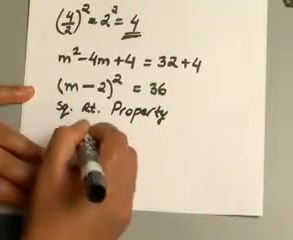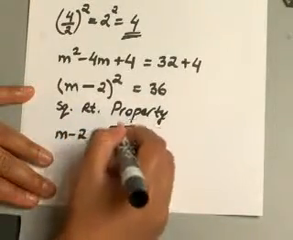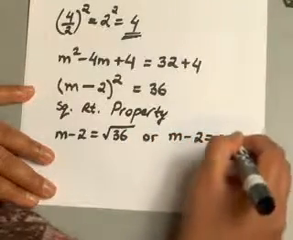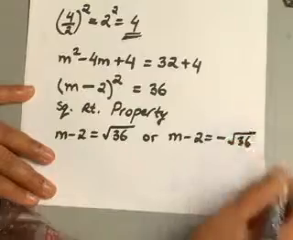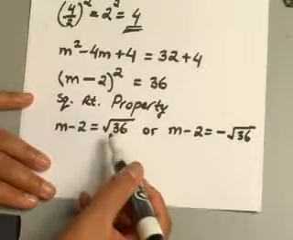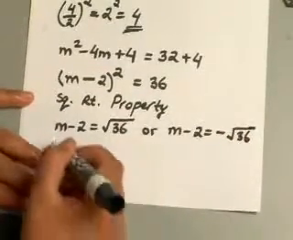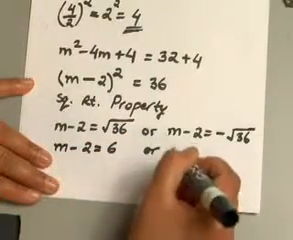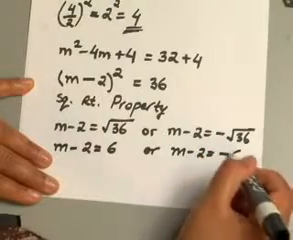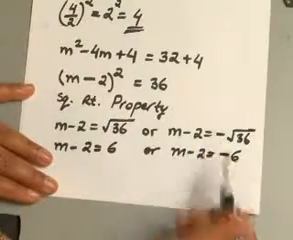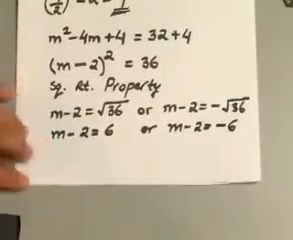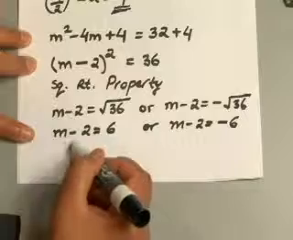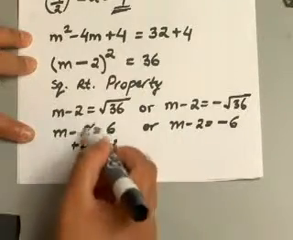And by the square root property, you can set this up as m minus 2 equals positive square root of 36, or m minus 2 equals negative square root of 36. We know the square root of 36 is a perfect square, so you can write that down as 6, or m minus 2 equals negative 6. Don't forget that negative sign when you're working with these.